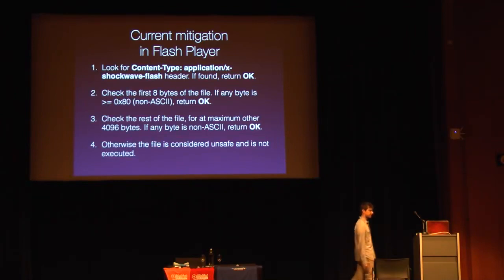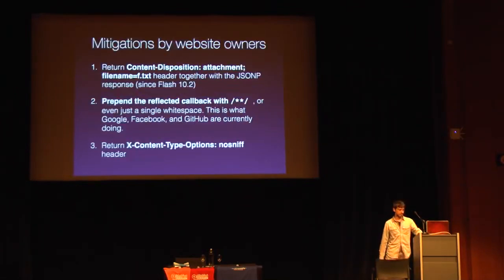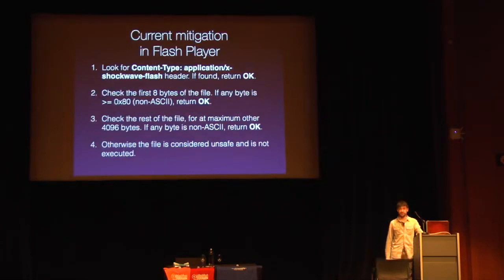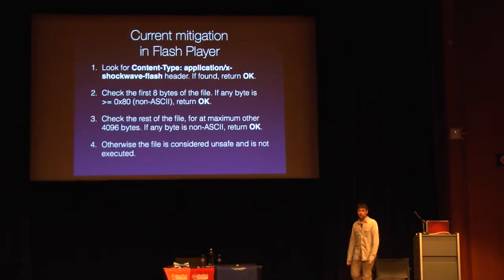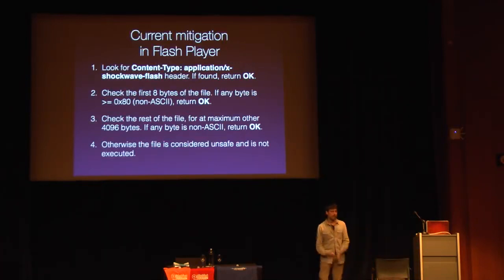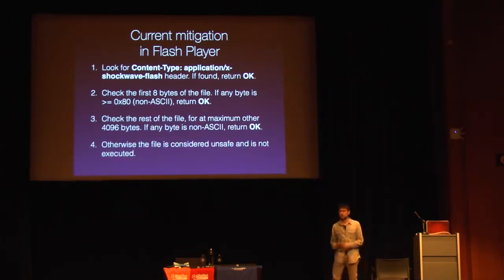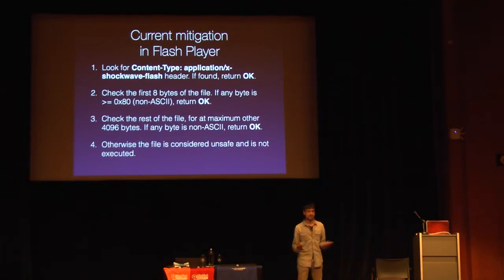Last time I presented this, I said that's endgame, right? And we should talk about mitigations by website owners. But actually, it's not enough. This can be not enough. So can you think of a way in which something that has at least 1 byte which is greater or equal than 0x80 would still be text in a way? Can you think of anything?